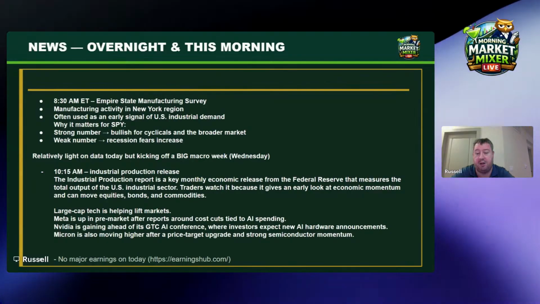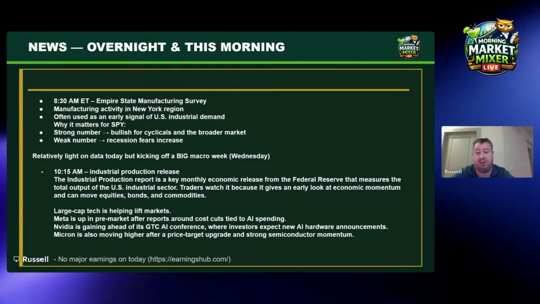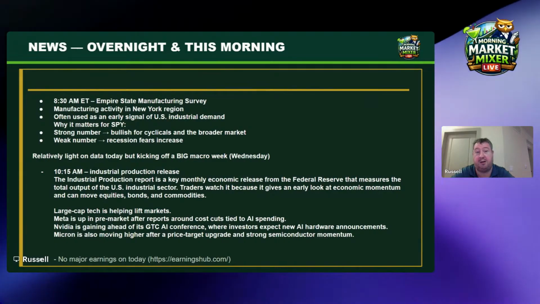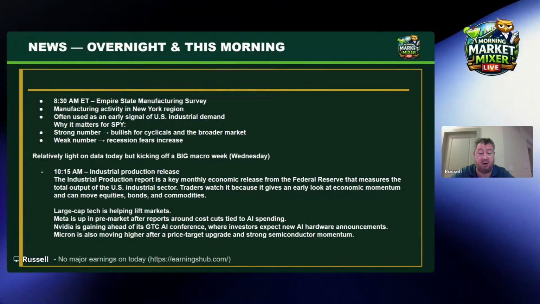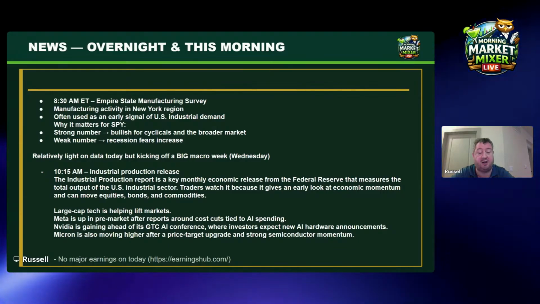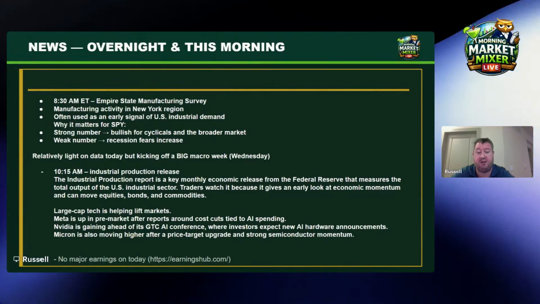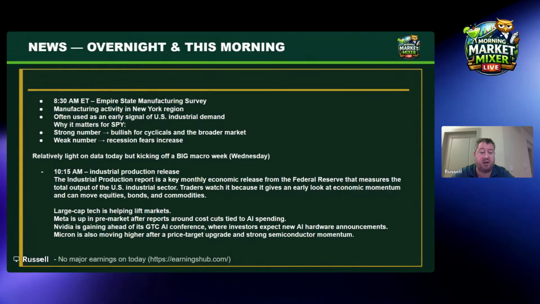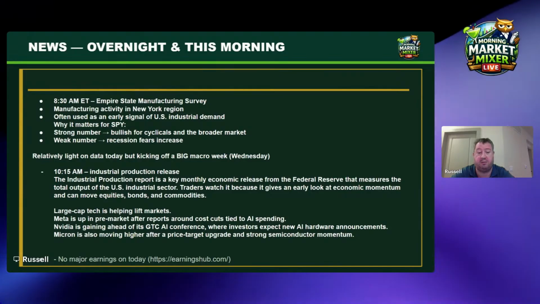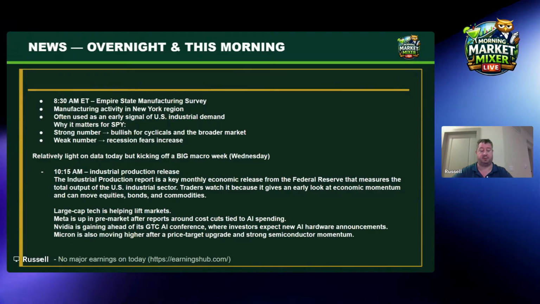Large cap tech today is helping lift the market, so it's one of the reasons we're gapping up. That and some technical reasons as well, which we'll talk about in a little bit. Meta is up pre-market and as the market opens, around reports of cost cuts tied to AI spending. NVIDIA is also up, getting ahead of its GTC AI conference, where investors expect new AI hardware announcements. And Micron is also moving higher. So these things are potentially moving the market to the upside as well.